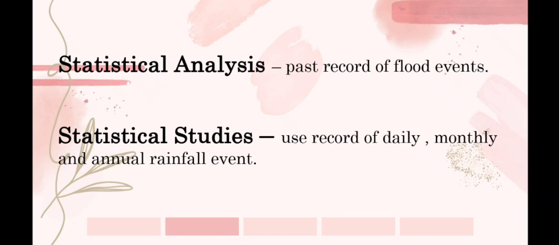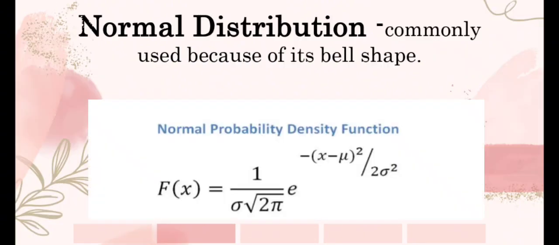So, this is done through statistical analysis. This statistical analysis uses the past record of flood events or rainfall events to predict events of the future. And the statistical studies use records of daily, monthly, and annual rainfall events and stream flows for estimation of large storm events and flood flows. For estimation of extremely large events, often the past records do not have the range of data. Often, extrapolation techniques are used.